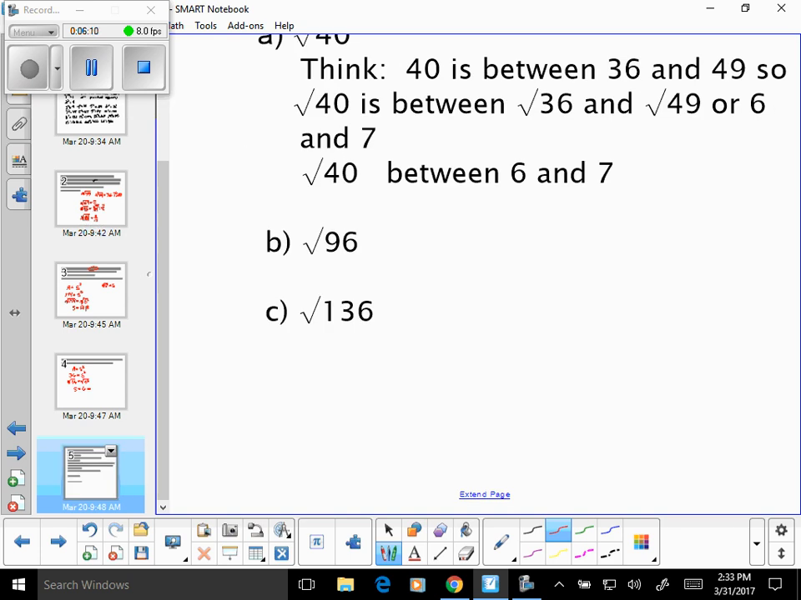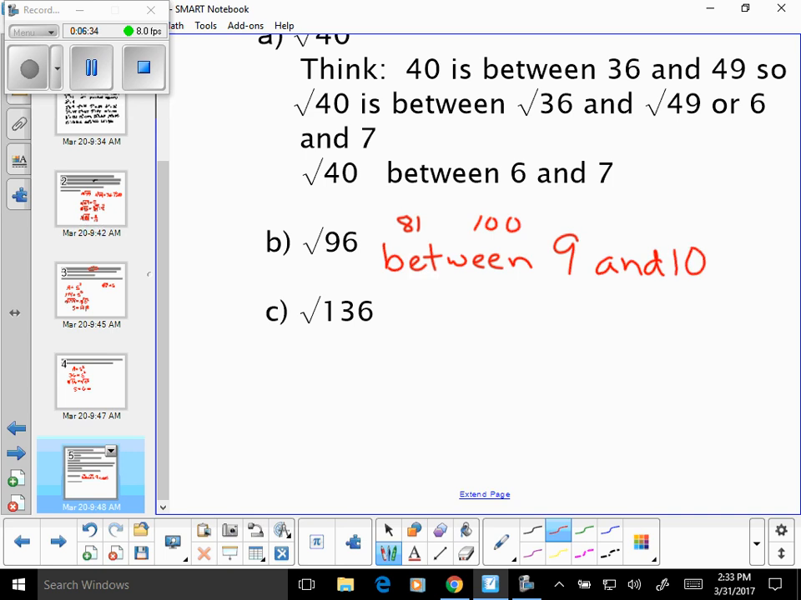Let's look at the square root of 96. Okay, I look at my list of perfect squares. The one that's smaller is going to be 81. The one that's larger is going to be 100. So therefore, the square root of 96 is going to be between those two numbers. So it's going to be between 9 and 10.